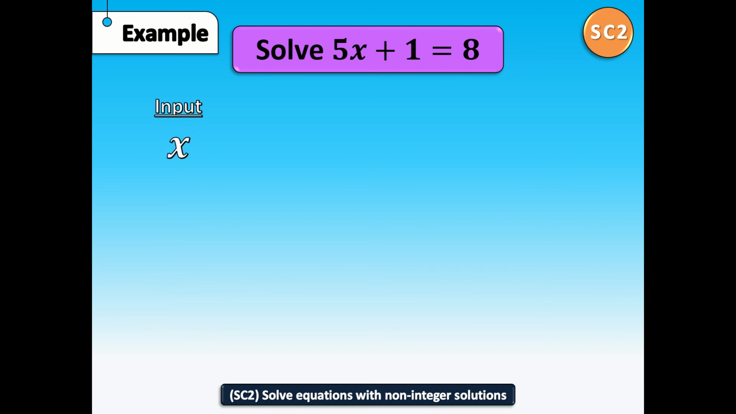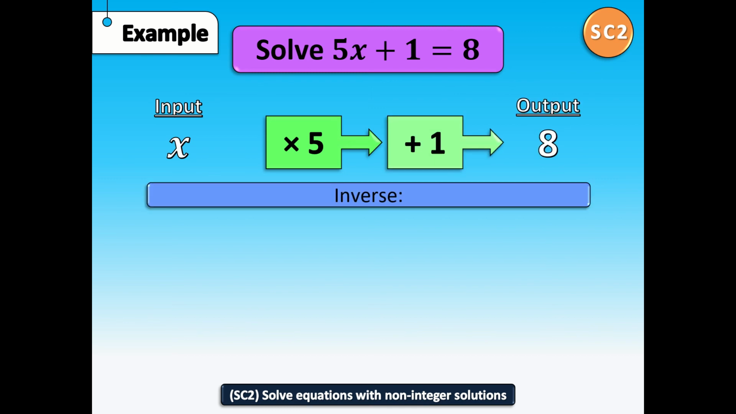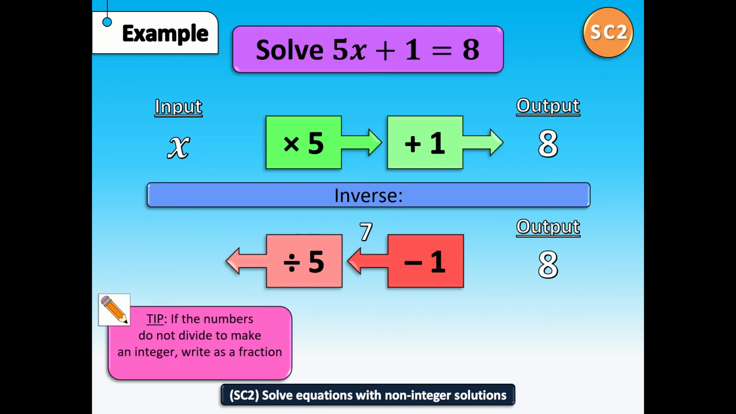So we write the function machine. We've got x, we're timesing it by 5, we're adding 1, and we get 8. So we need to work backwards doing the opposite. So we've got 8, we need to take away 1, and then divide by 5. 8 take away 1 is 7, and then 7 divided by 5 is not going to be a whole number. So we can write it as a fraction, as 7 over 5.